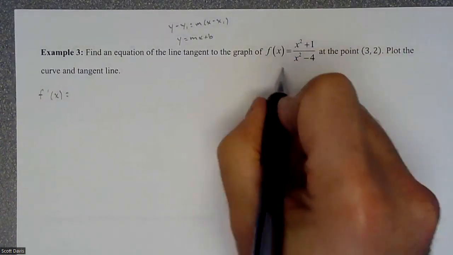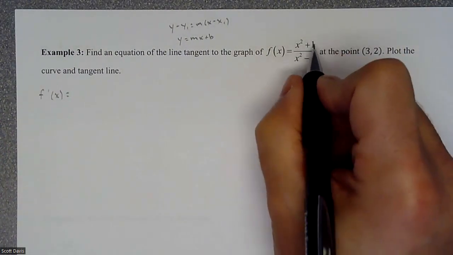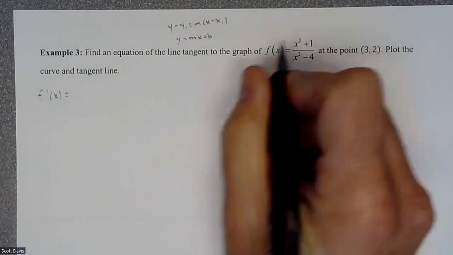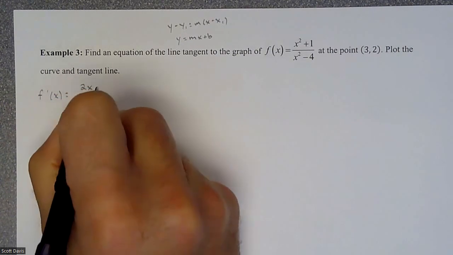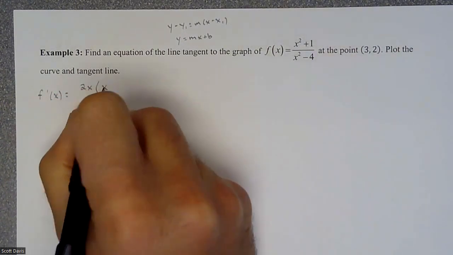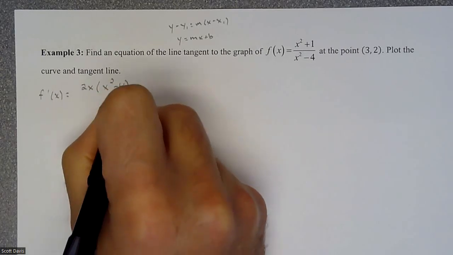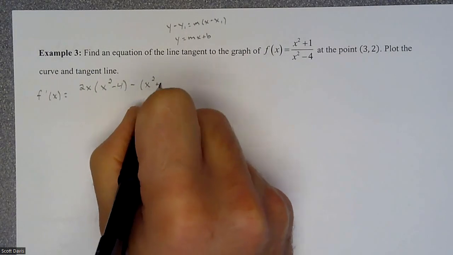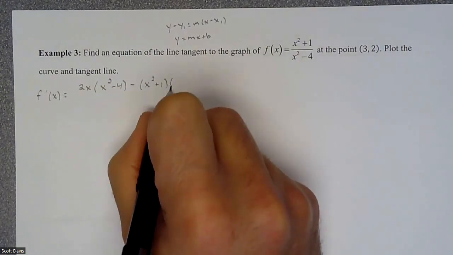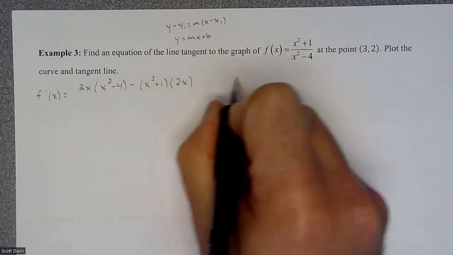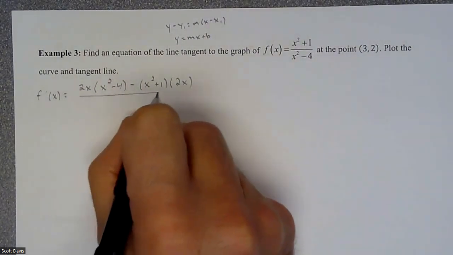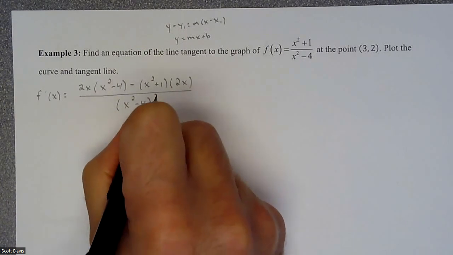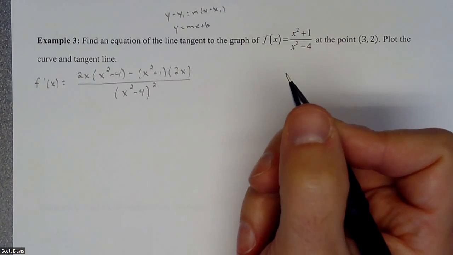All right, so to do this one, we have to do the quotient rule. Okay, so to do the quotient rule is we are taking the derivative of the top times the bottom, squared minus 4, minus the top, squared plus 1, times the derivative of the bottom. And the derivative of the bottom is 2x. And that's all over the bottom squared.